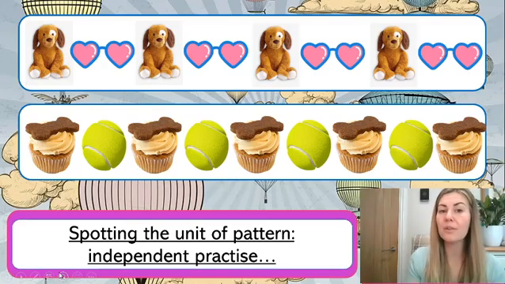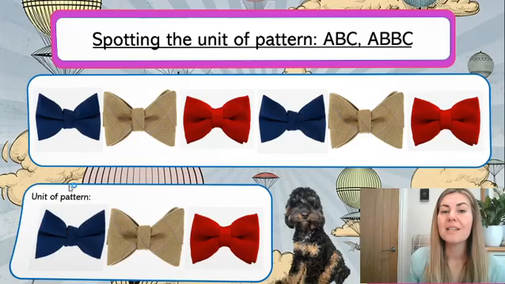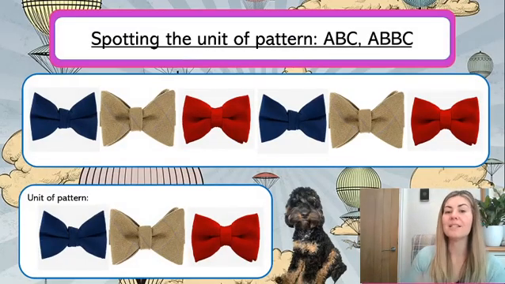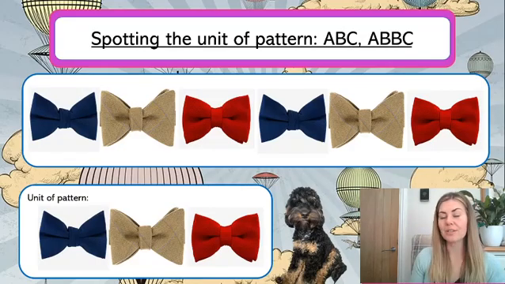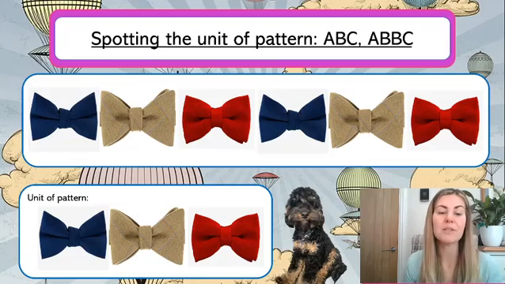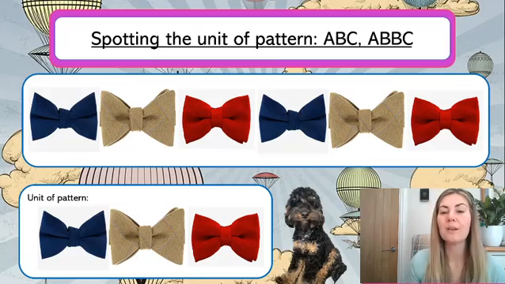So in all of the patterns that we've looked at so far, there has only been 2 things in the sequence. Today, we're going to be looking at patterns that have 3 things in the sequence. So Mochi here likes to look smart and he's got some dicky bows and they're all different colours. So we're going to read all of the colours that we can see together.